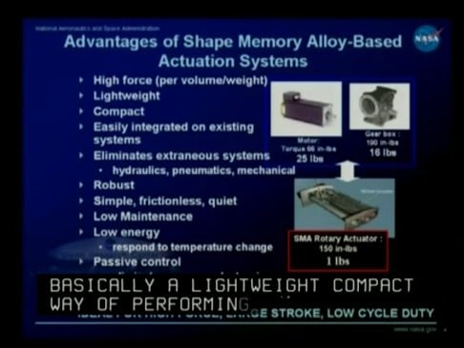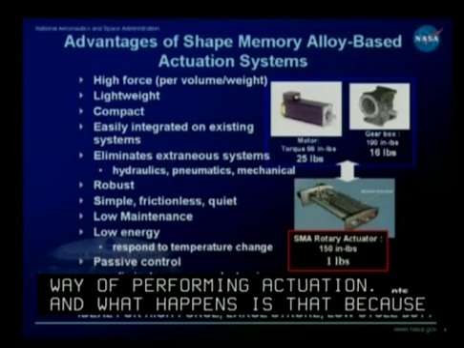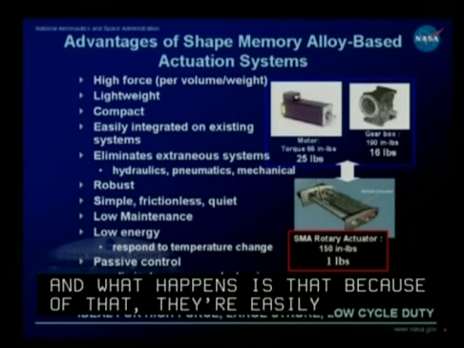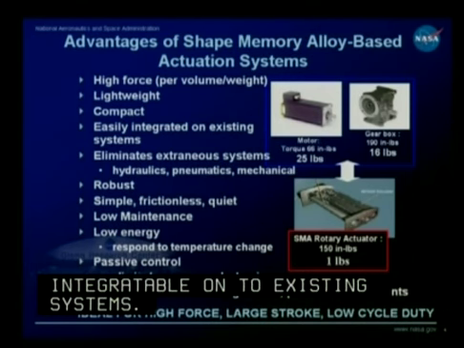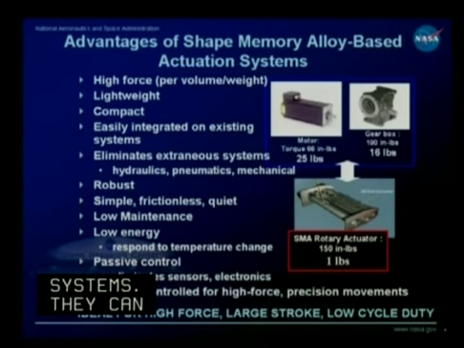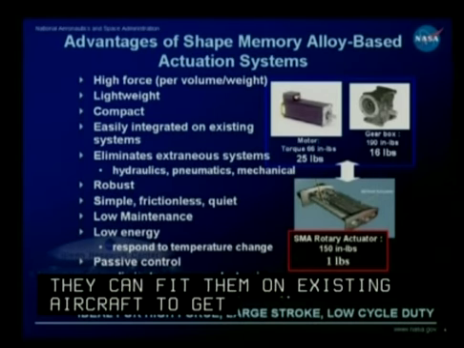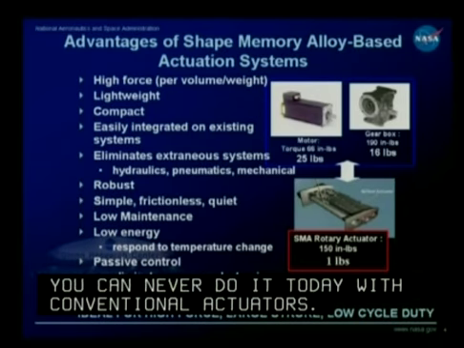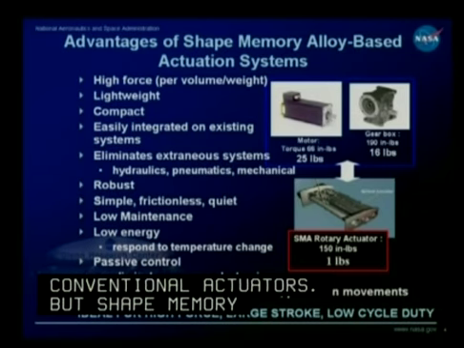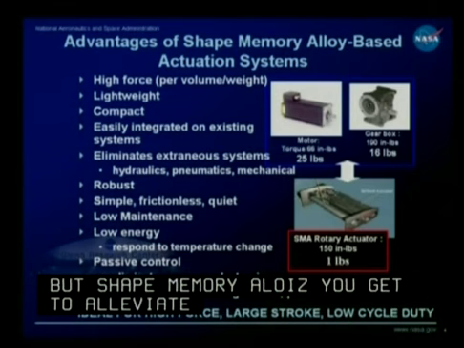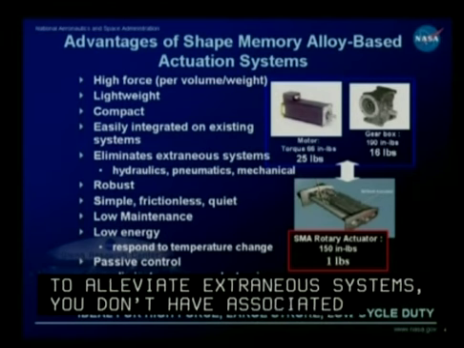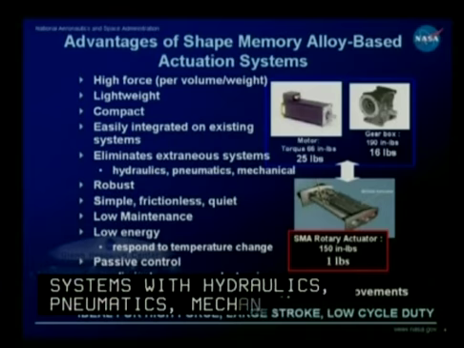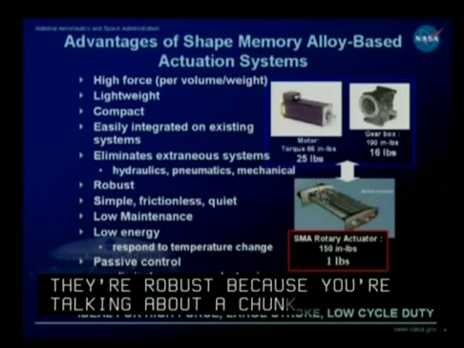And because of that, they're easily integratable onto existing systems. Boeing's very interested in working with shape memory alloys because they can fit them on existing aircraft to get actuation where you could never do it today with conventional actuators. With shape memory alloys, you get to eliminate a lot of the extraneous systems. You don't have all the associated systems with hydraulics, pneumatics, and mechanical systems. They're robust because you're really just talking about a chunk of metal. They're very simple, frictionless. They're also a quiet form of actuation.